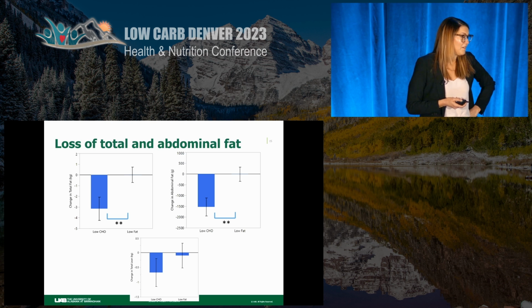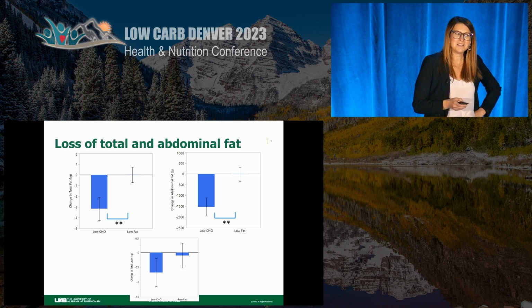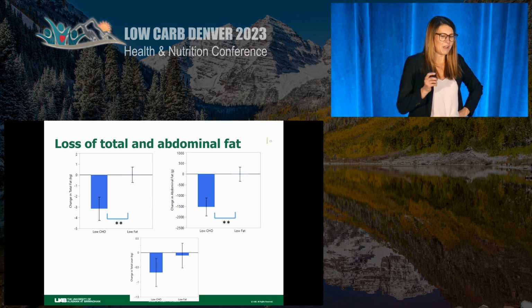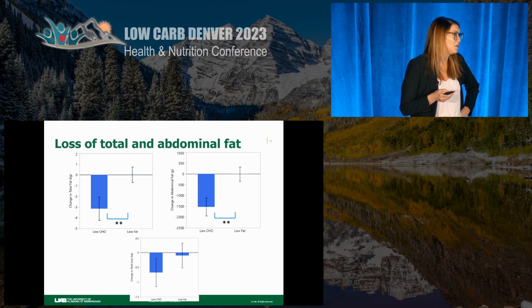So these are our results after 8 weeks. Again, I'll remind you that we designed this to be weight maintaining. So we did measure their energy expenditure using indirect calorimetry and then prescribed a weight maintaining diet calorie level. However, our low carb diet group did end up losing a significant amount of body weight. Here you're looking at the graph of loss of total adipose tissue mass and then also loss of abdominal fat. So we do see significant differences between the two groups in loss of fat. There was a tiny decrease in lean mass, and it was not significant, so it was very, very tiny.